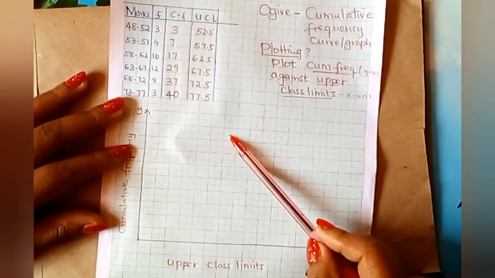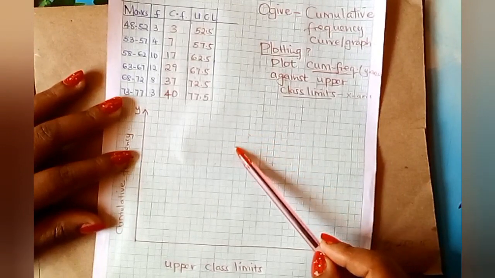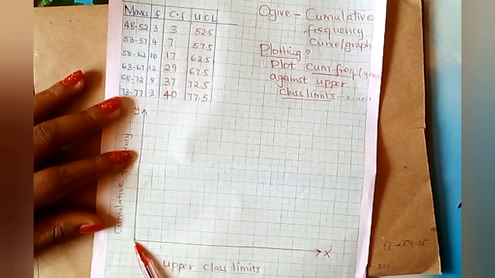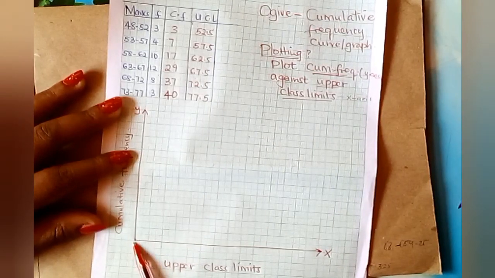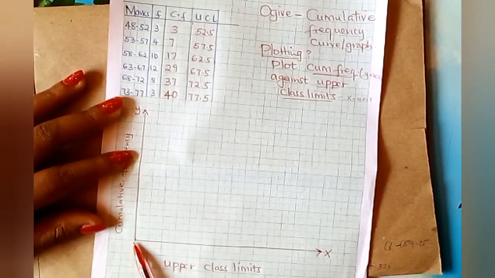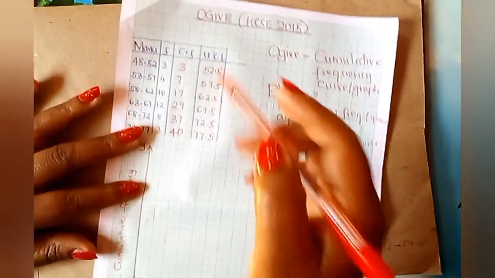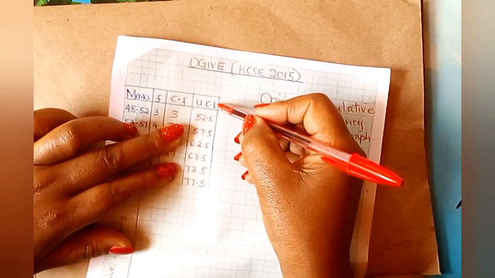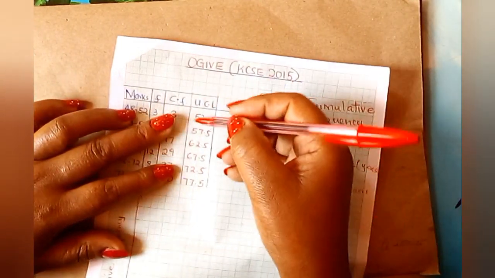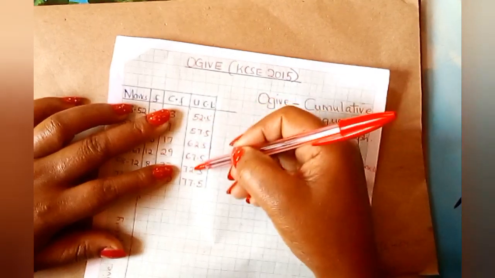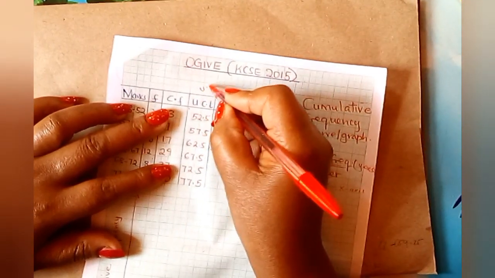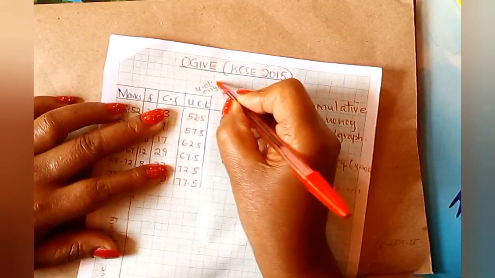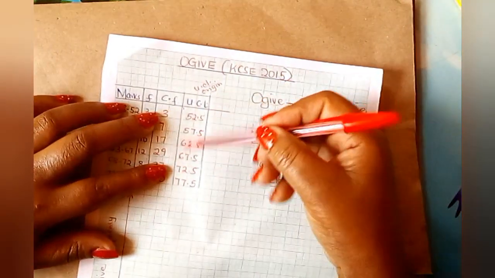Before we draw the Ogive, learner, the Ogive is normally connected to the x-axis at the origin here. So we need to get what we call the UCL, the upper class limit at the origin. We come to our upper class limits here and we trace the UCL that will be fixed at the origin. So how do we get it?